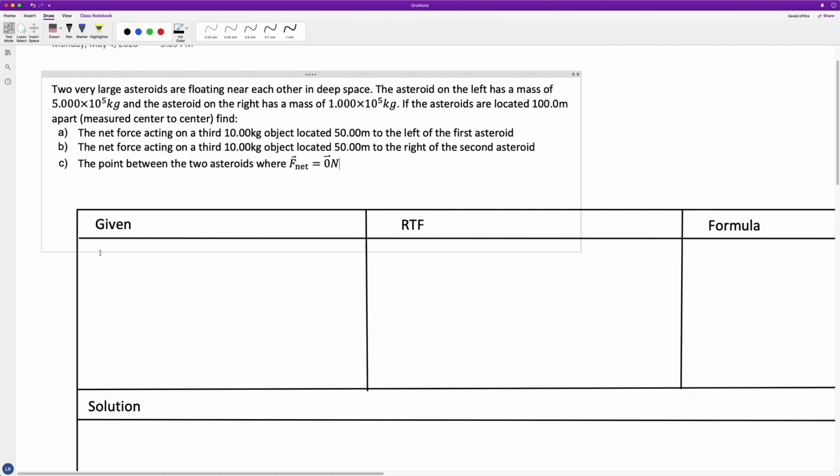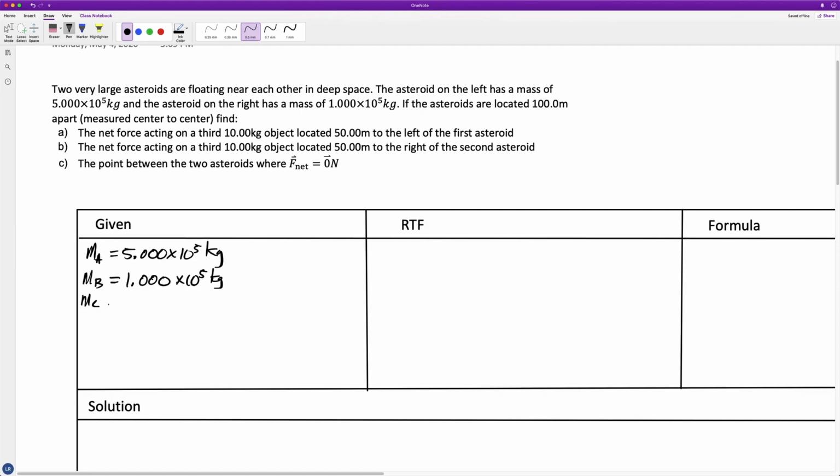So I'm going to be very creative in naming them, and I'm going to call the first asteroid mass A. The second asteroid is mass B, and mass C for our smaller object, which is 10 kilograms. The 2 asteroids are separated by 100 meters. And in part A, MC is 50 meters to the left. Part B, MC is 50 meters to the right.